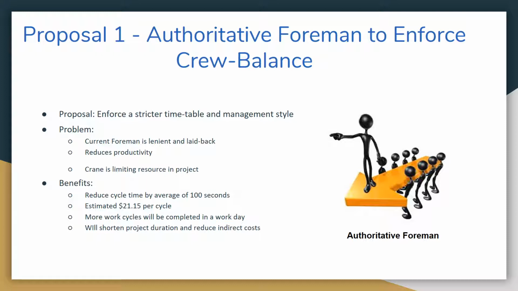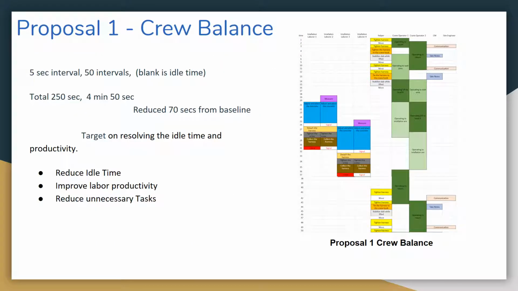This estimates $21.15 saved per cycle. Therefore, more cycles will be completed in a workday, and this will shorten the project duration and reduce indirect costs overall. A new crew balance is chosen for Proposal 1, and we've saved 70 seconds from the baseline. We are targeting idling time and productivity.